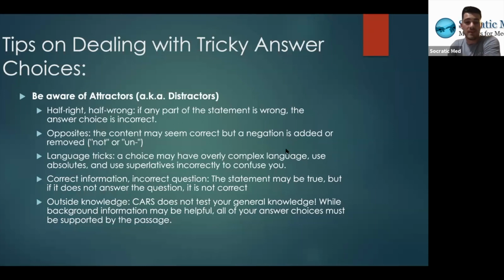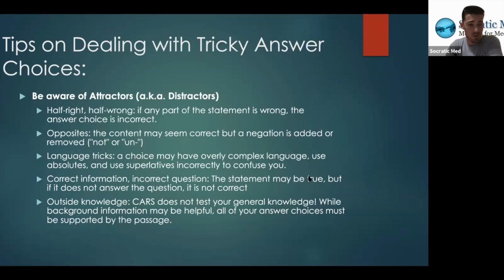Opposites. The content may seem correct, but a negation is added or removed, like "not" or "on." Again, it's just going to require you paying close attention to what you're reading. Sometimes it's tricky. If you're not paying attention and you're trying to speed read and rushing through the section, you're not going to notice these kinds of modifiers, like the "not," "on," any sort of negation that might be in there. So you have to really pay attention for those things and make sure you understand what you're reading and make sure that you're answering the question.